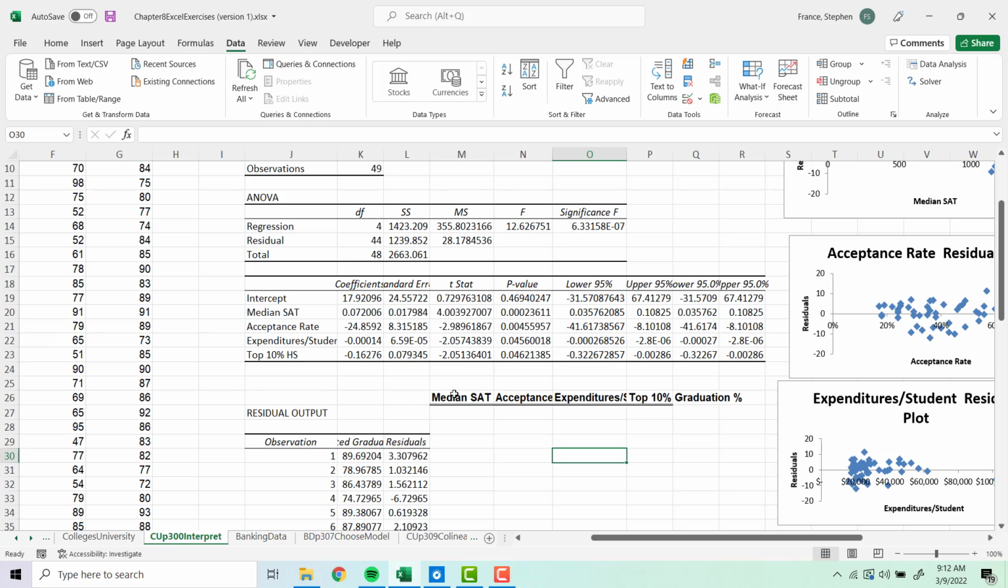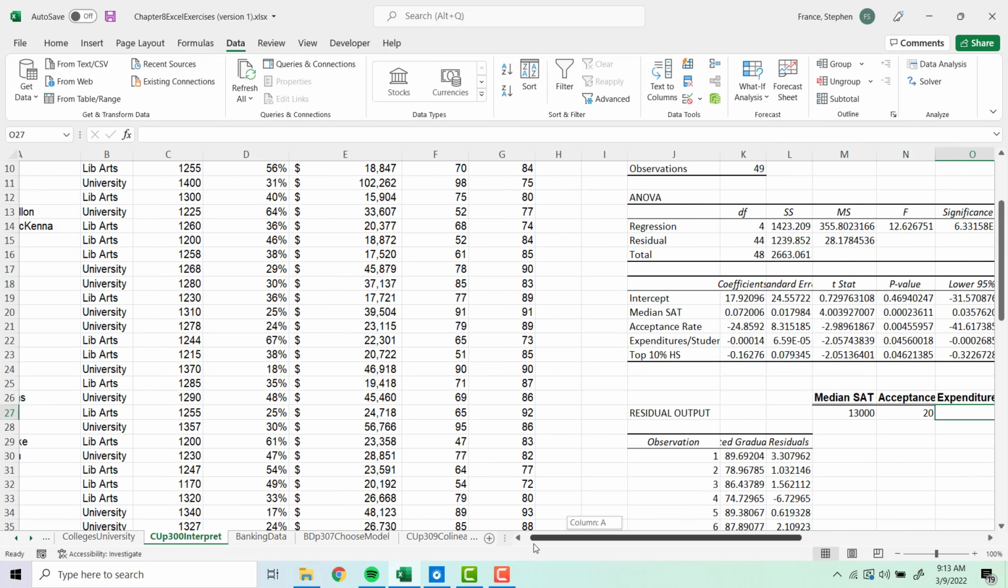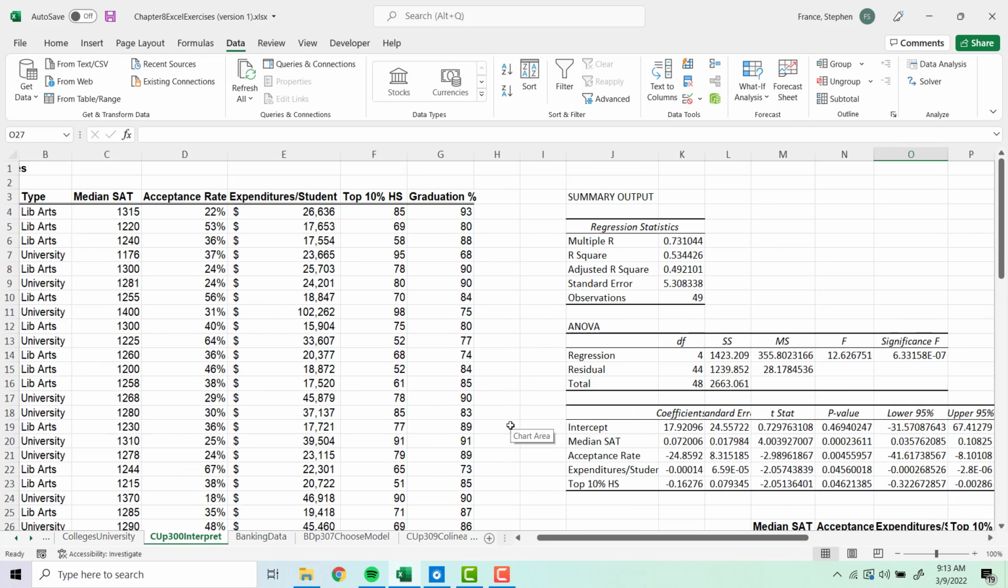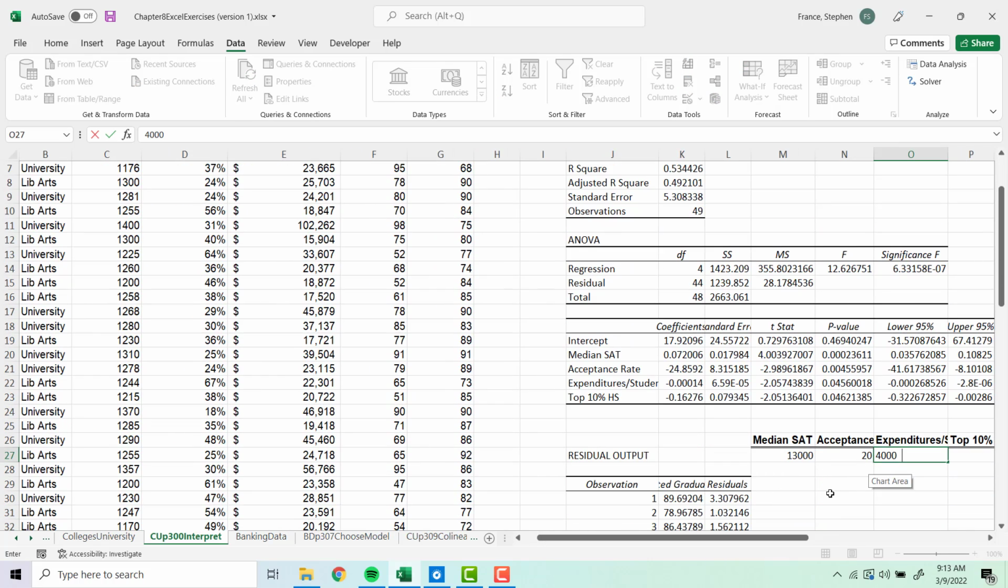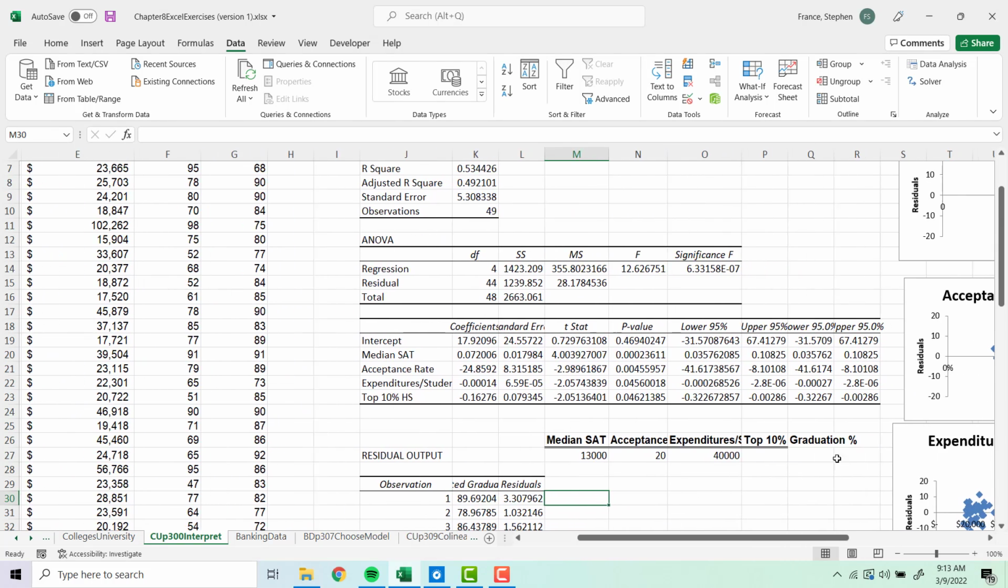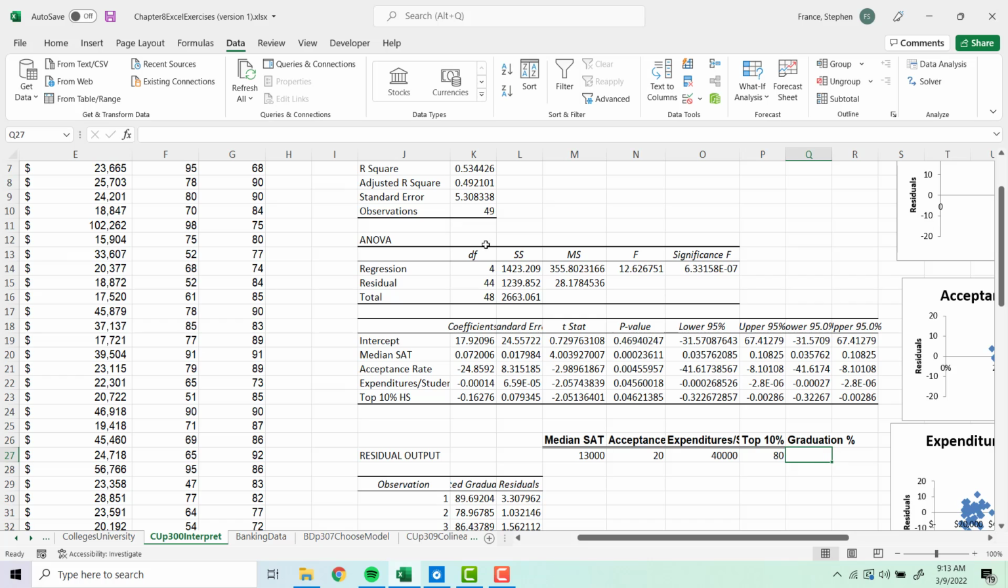So say we had a college with a median SAT of 1,300, a 20% acceptance rate, expenditure per student of $40,000, and top 10%, 80%. We could actually predict the graduation rate as follows. It's going to be the intercept, so the estimate of beta 0. And just in case I want to drag, I'm going to put some dollars on there. Plus, and I'm not going to use any fancy functions, some products.